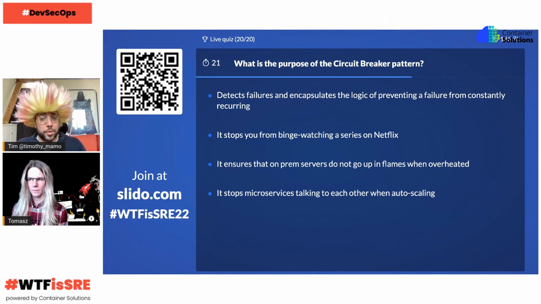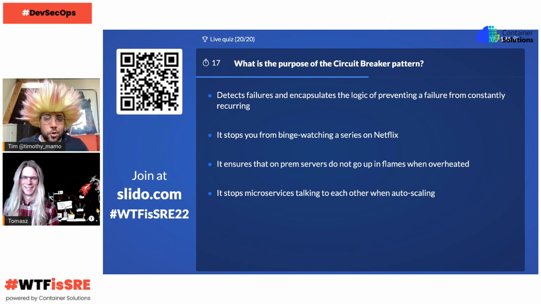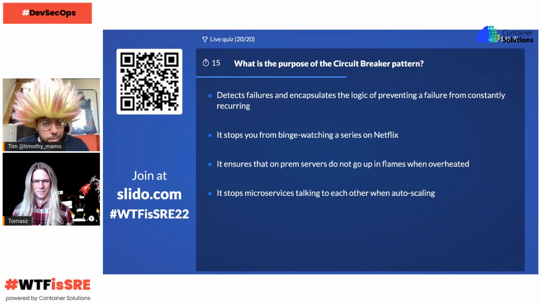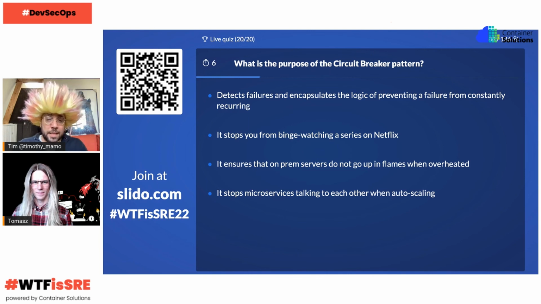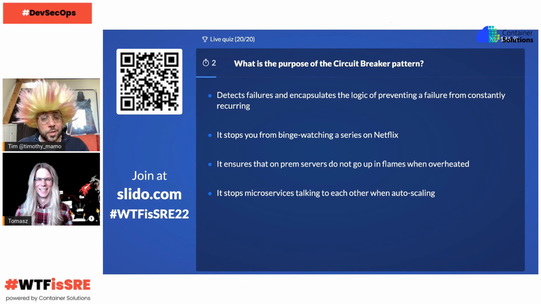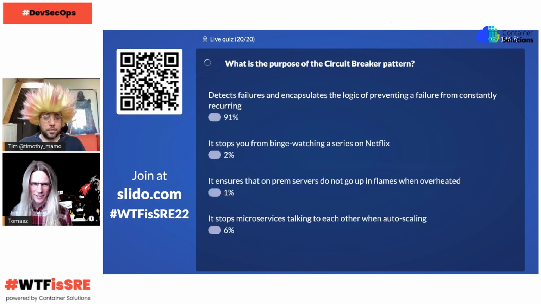It stops you from binge watching a series on Netflix. It ensures that on-prem servers do not go up in flames when overheated. And it stops microservices talking to each other when auto-scaling. I probably needed that yesterday. I binge-watched a really good series, actually. Wow, and you didn't have a circuit breaker there?